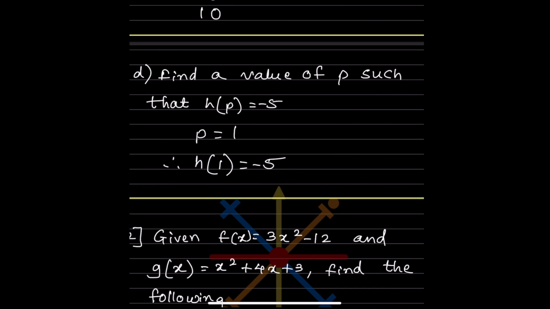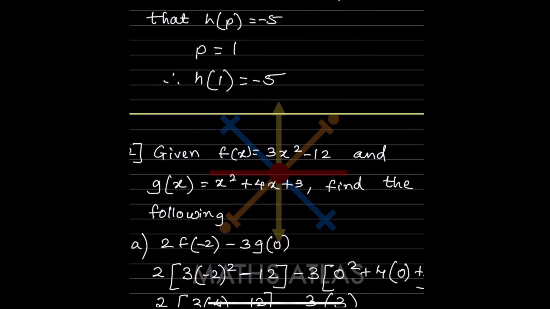You got p as 1. So this will be h of 1. Can you see here? Now here you put 1, and that is minus 5. So here you have to find the value of p, and that p is 1.